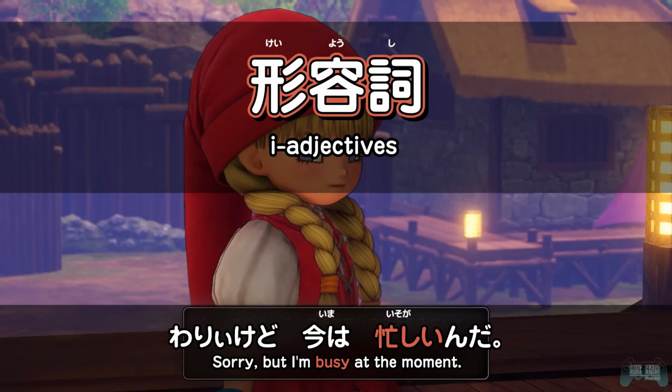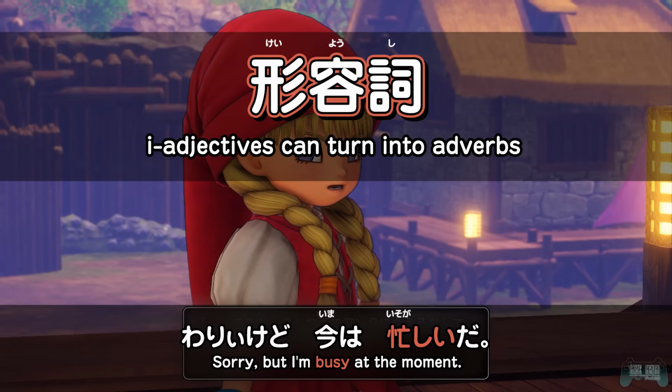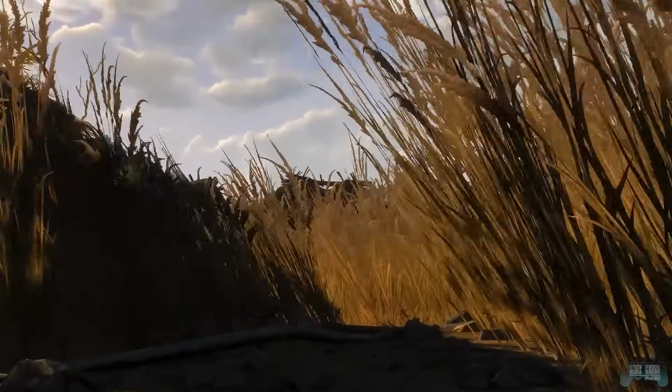We can also turn E-adjectives into adverbs by replacing the E-adjective with ku, like here in Witcher 3.